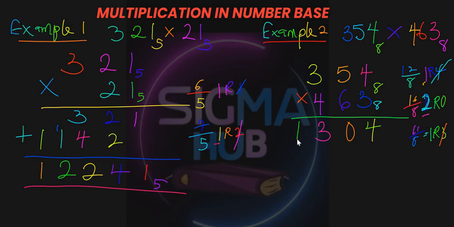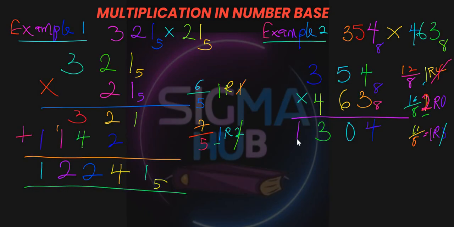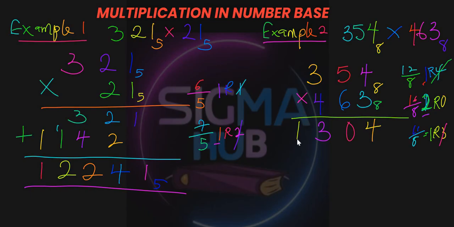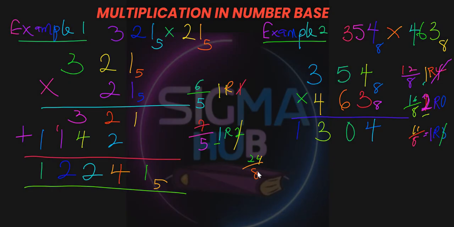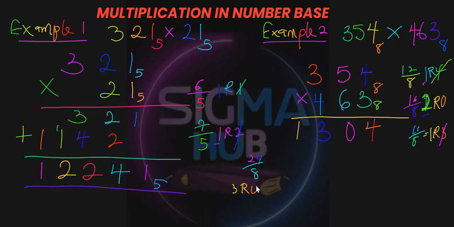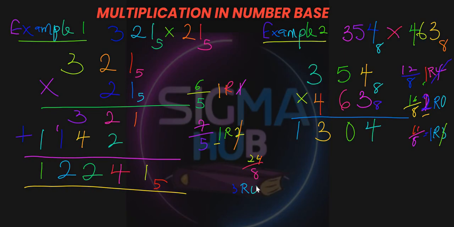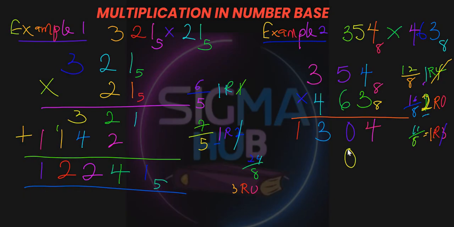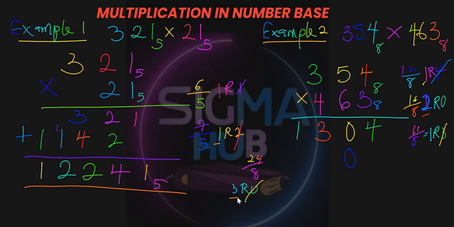So then we do the same thing for 6. 6 times 4 is 24. But I cannot write 24 because 24 is not a number in base 8. So I'm going to repeat the same procedure. 24 divided by 8 is going to give me 3 remainder 0. So I'm going to be writing 0 while I keep 3. I'm writing the remainder, which is 0, then I keep 3.